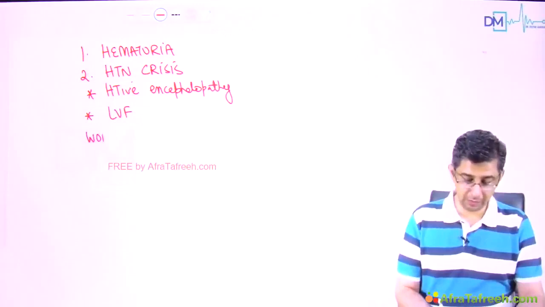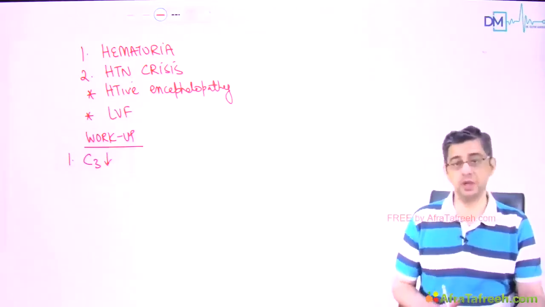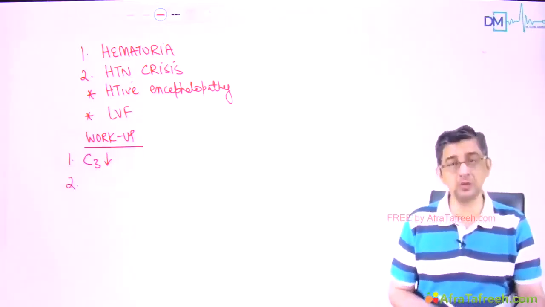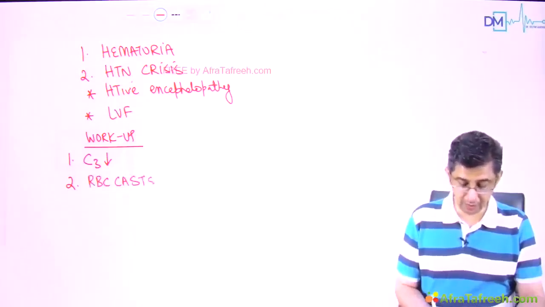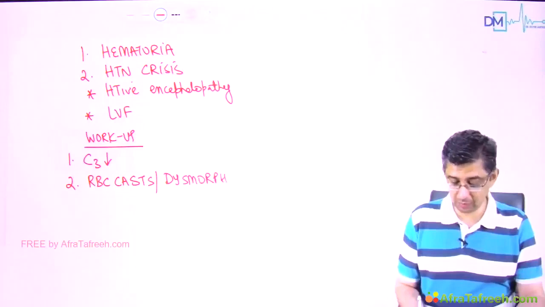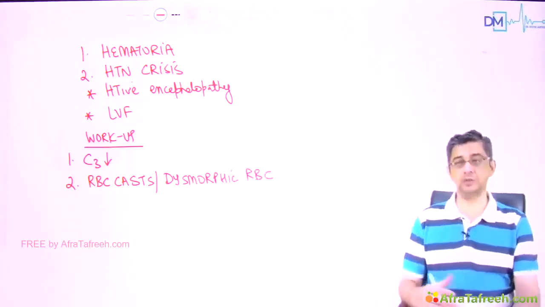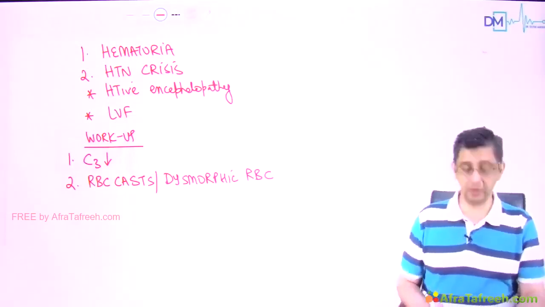In the workup of this patient, one of the highlights would be a low C3, but the point is that C3 can be low even in nephrotic syndrome patients because C3 can be lost in the urine also. So you will have to rely on findings like RBC casts which are present in the patient. Then you will have to rely on dysmorphic RBCs. In fact, I want you to remember that change in the shape of the RBC is very characteristic for glomerulonephritis. So dysmorphic RBCs signify the fact that there is a glomerular bleed occurring in a patient.